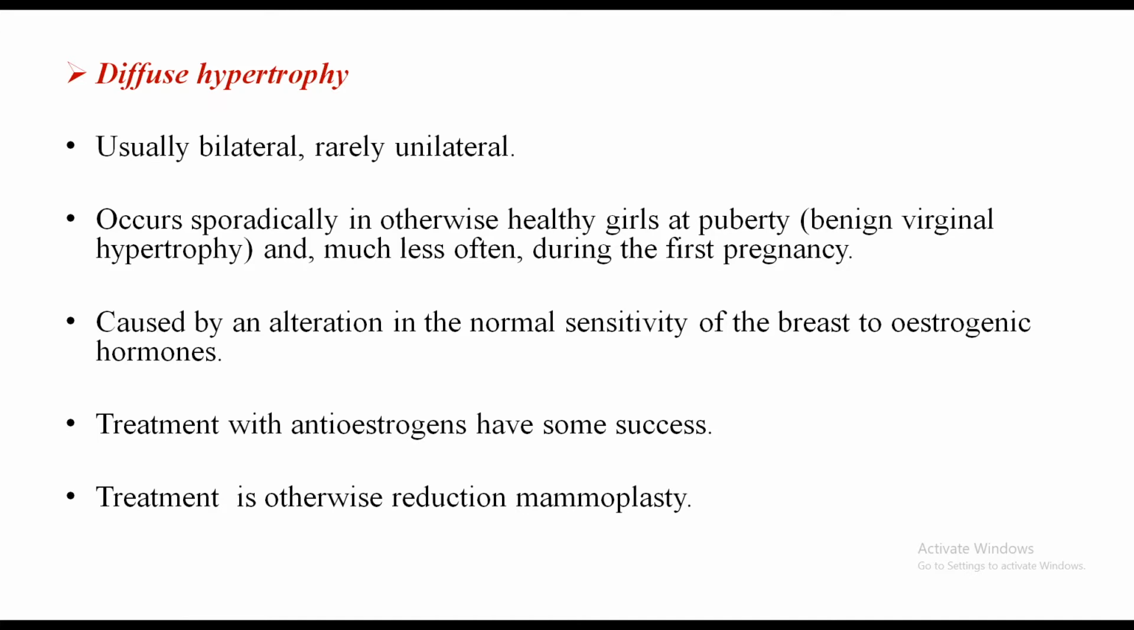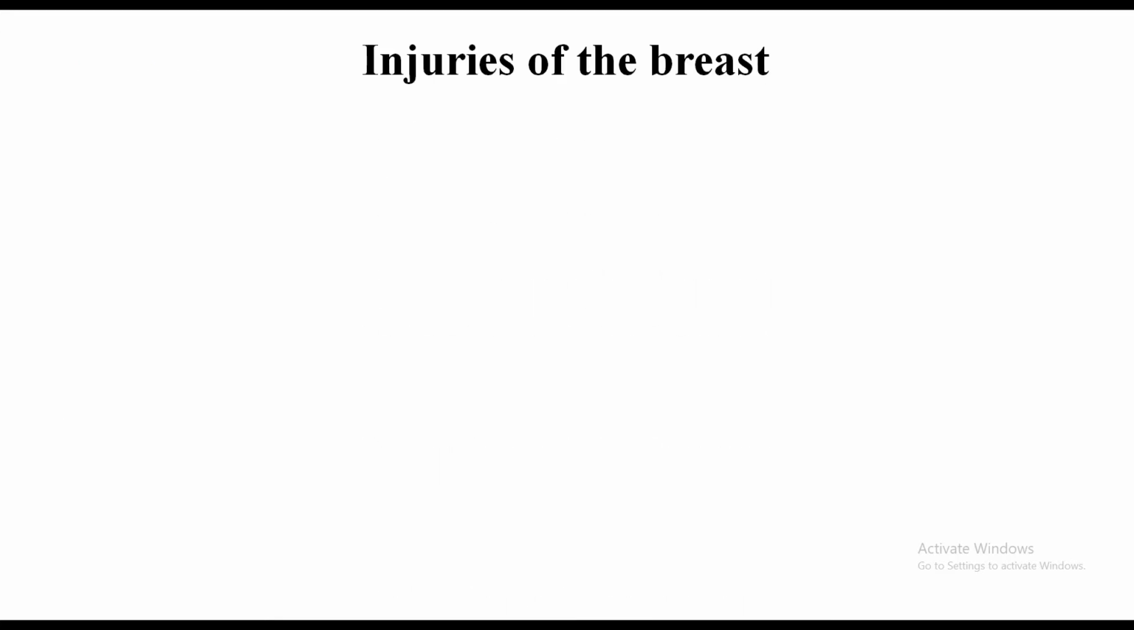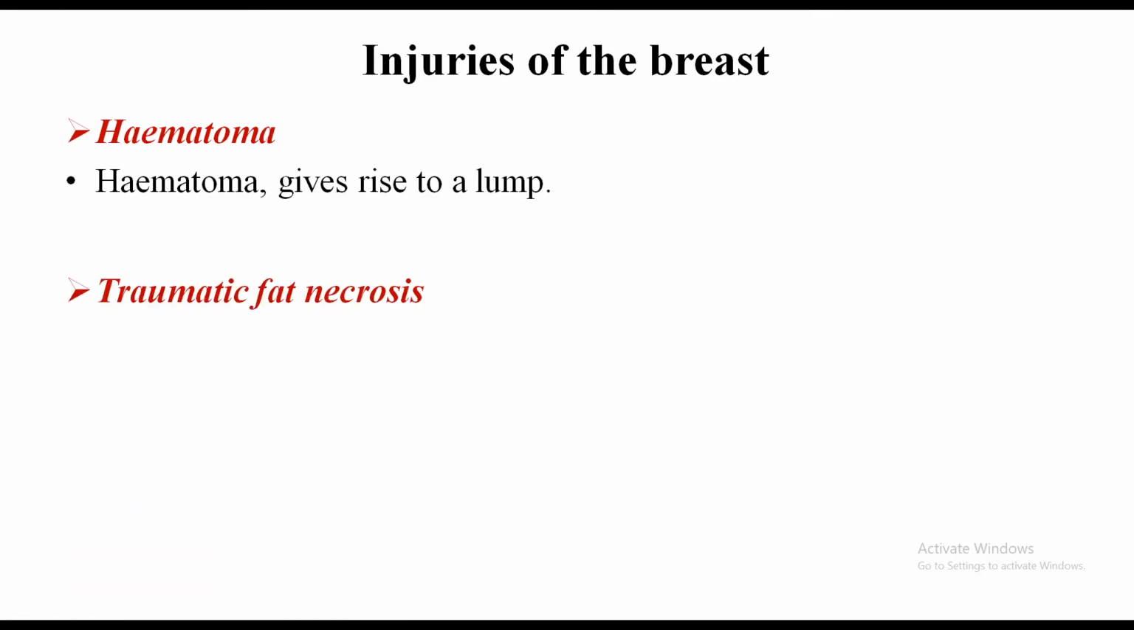The treatment with anti-estrogens has had some success, but the treatment which helps is reduction mammoplasty. Now, injuries of the breast, the second group of the classification: there can be hematoma of the breast. It may give rise to a lump when there is trauma to the breast, and there is a lump due to hematoma.